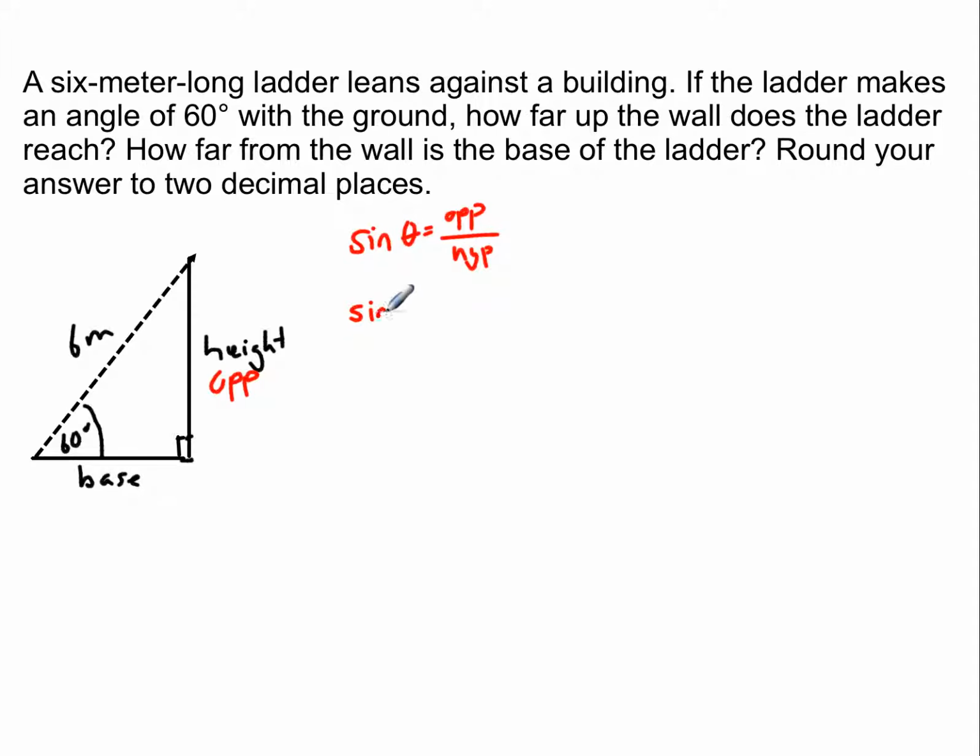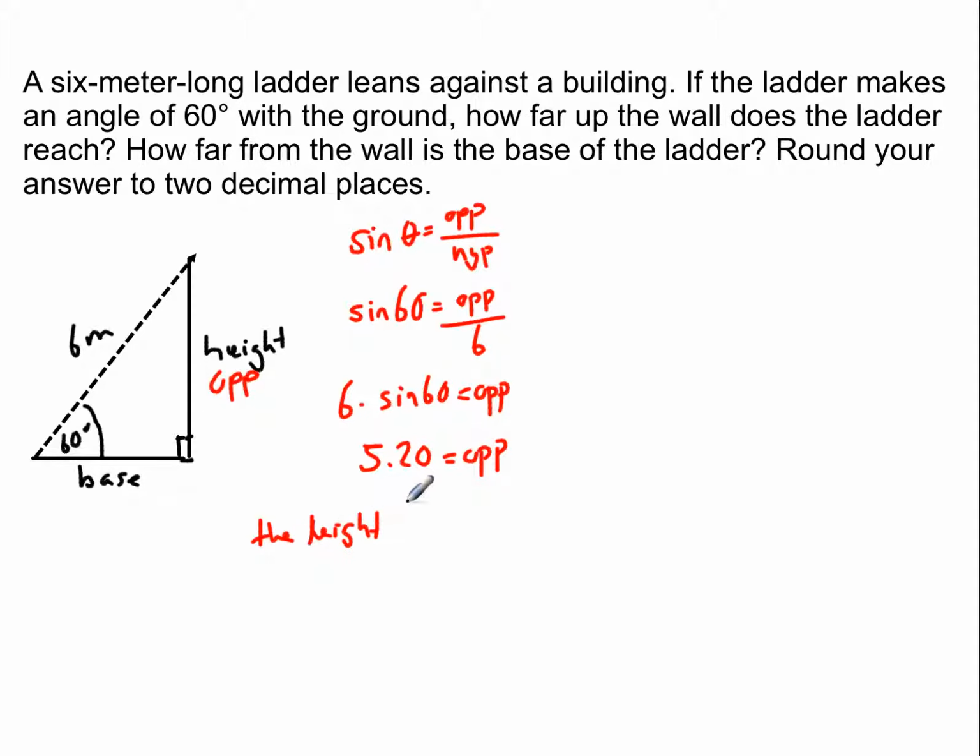Let's sub in what we know. The sine of 60 degrees is equal to the opposite, which we don't know, over the hypotenuse, which is 6. So if we solve for the opposite side, we get 6 times the sine of 60 gives us our opposite. Plug that into your calculator and you will find 5.20 is our answer. So the answer here, the height, this is supposed to be an h, the height is 5.20 meters. So that's part 1. Let's do part 2.